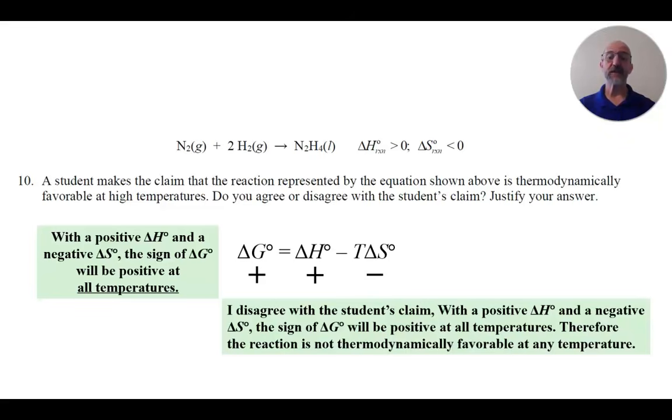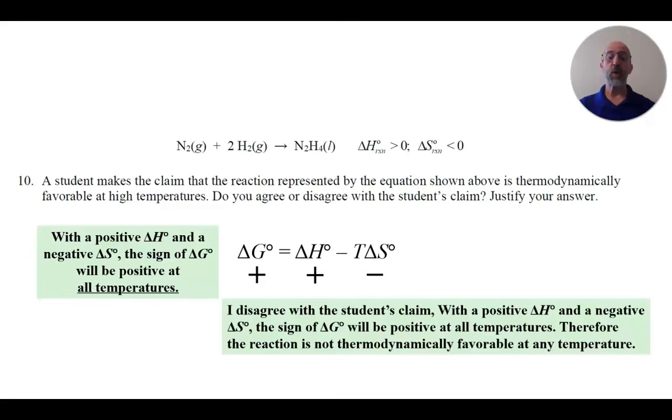Again, just like I talked about in my strategy for question 9, you can see that I began with writing the equation, delta G equals delta H minus T delta S. I specifically focused on the sign of delta H, the sign of delta S, and then I talked about the sign of delta G being positive at all temperatures. This is very clear and straightforward, and it's a strategy that you should use on the AP Chemistry exam if you have to answer a free response question involving thermodynamic favorability.